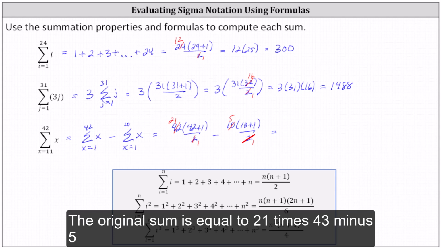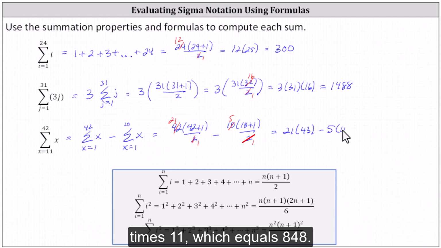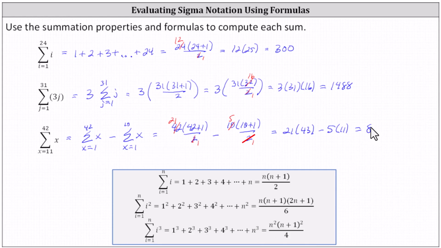The original sum is equal to 21 times 43 minus 5 times 11, which equals 848. I hope you found this helpful.